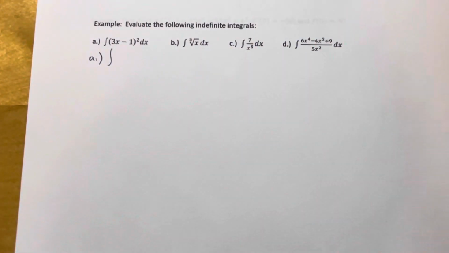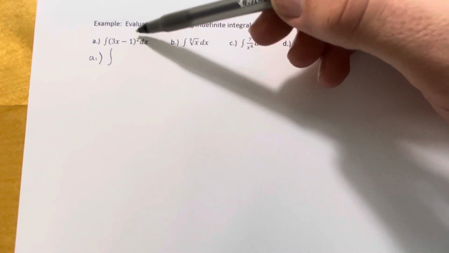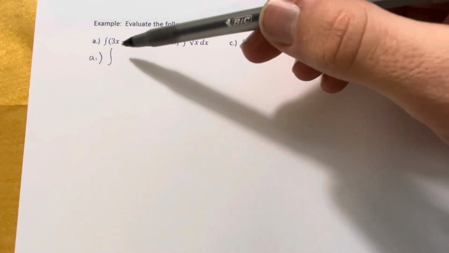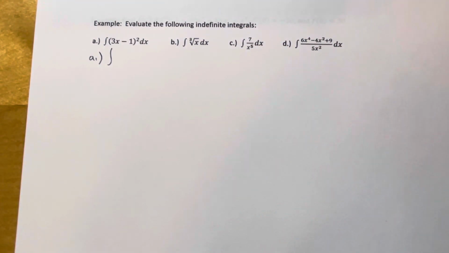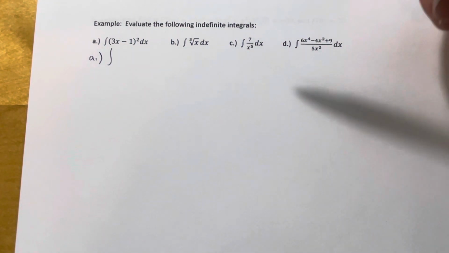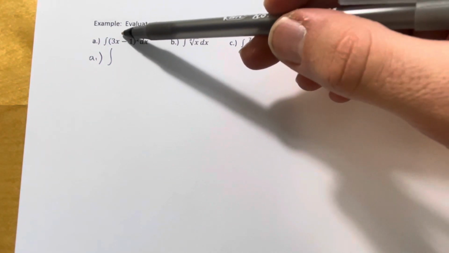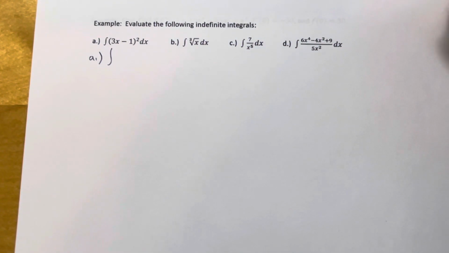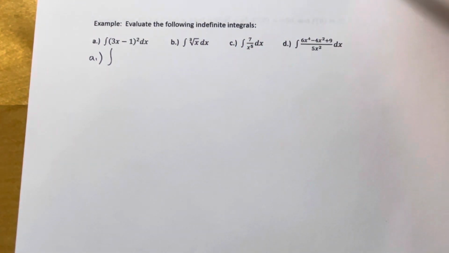So let's start with this one. For A, I'm taking the antiderivative of 3x minus 1 quantity squared. If this were a derivative problem, if I were taking the derivative of this, I would have a couple of options. Probably the best option would be to use the chain rule, okay? Because the chain rule says that if you have a composite function, we have a rule for how to take the derivative of those, and it's fairly straightforward in cases like this.